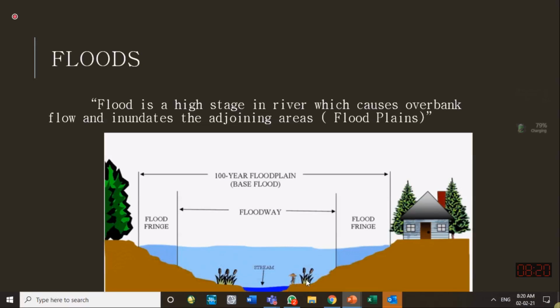And initially flood occurs on the flood plains. This area on the sides of the river is called floodplain. And those people who are living close to the river, they know the other name for this place. Any person living close to the Indus or Chenab, what do they call this place? What do we call the area along the river in the local language?